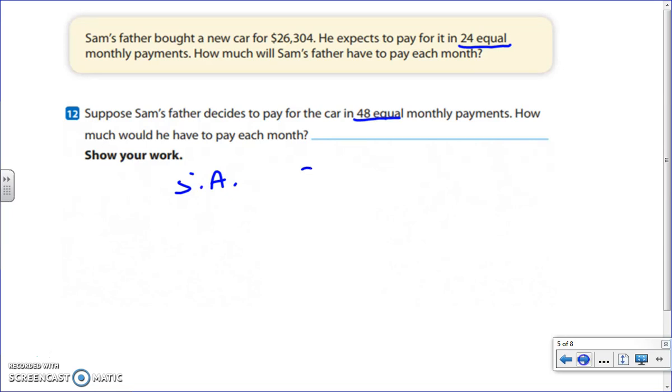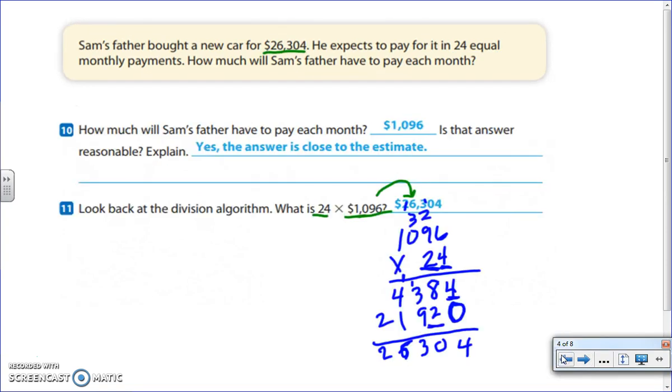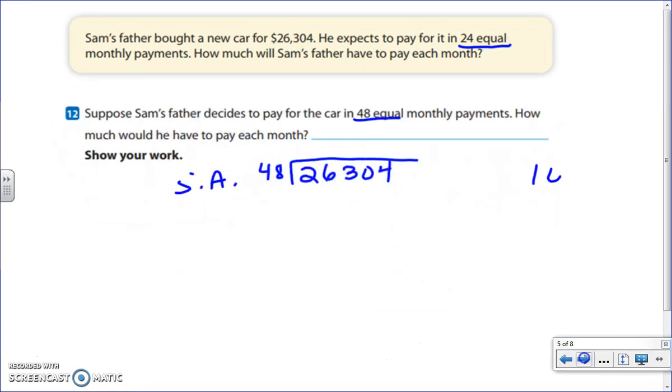So I'm going to do this. I'm going to do 26,304 divided by 48 because I think that that's the skill we're trying to practice. But I also know that if in 24 months he had to pay $1,096, then he would have to pay half as much if he's paying twice as long. So if I divide that by 2, I could also find the answer. So again, I could divide the total price into 48 pieces, or since I already have calculated how much it would be in 24 months, if he has twice as long to pay, he'll have to pay half as much each time.